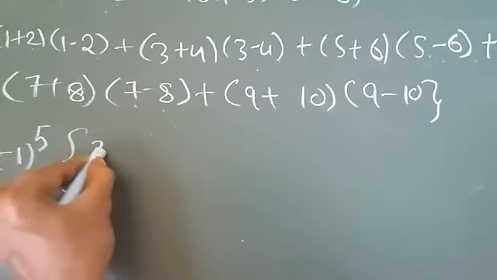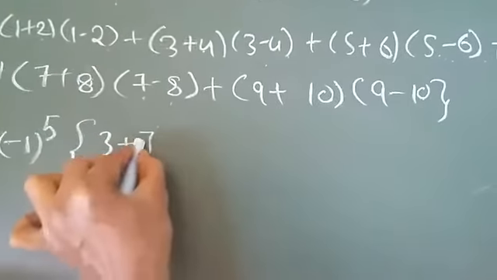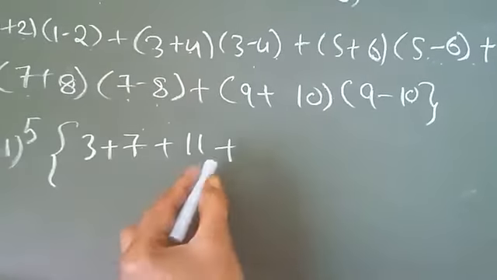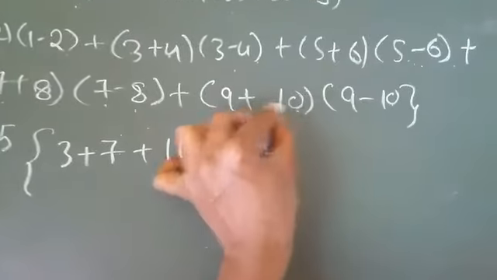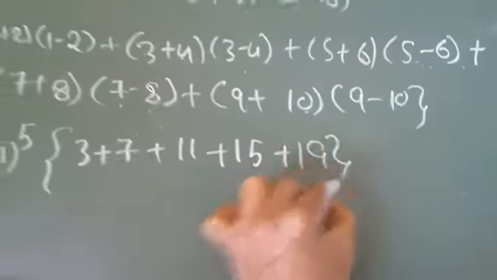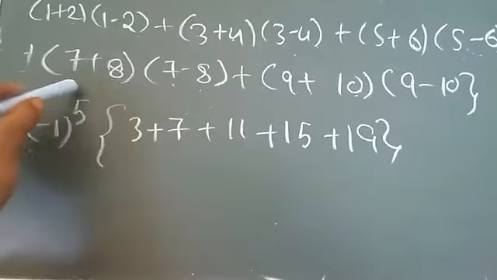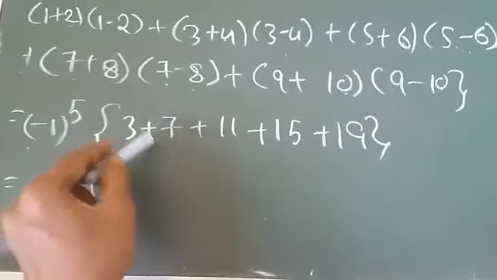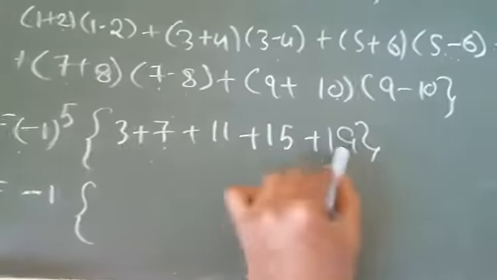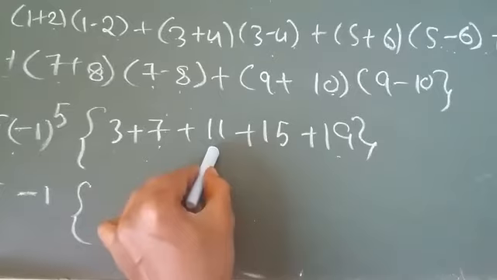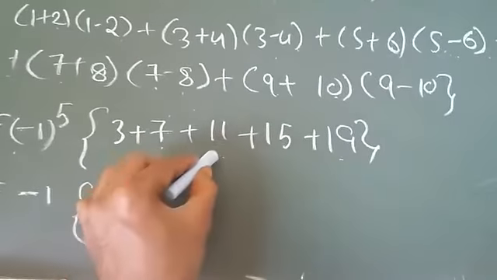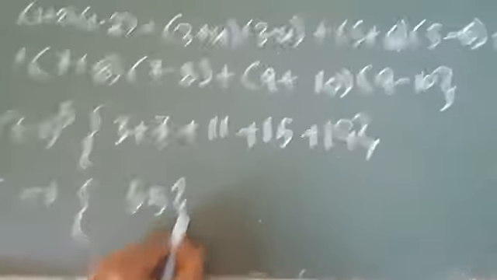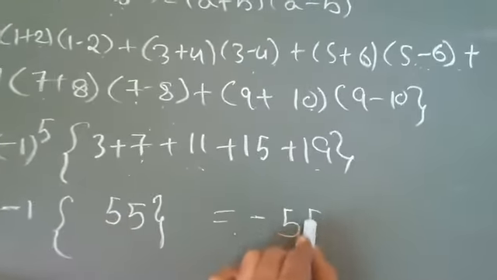1 plus 2, 3. 3 plus 4, 7. 5 plus 6, 11. 7 plus 8, 15. 9 plus 10, 19. Minus 1 whole power 5. Here the power is odd, so you will get minus 1. Now add 3 plus 7, 10. 10 plus 19, 29. 29 plus 11, 40. 40 plus 15, 55. The final answer will be minus 55.